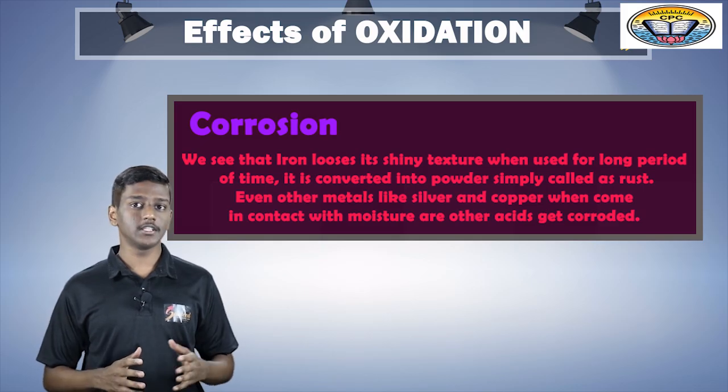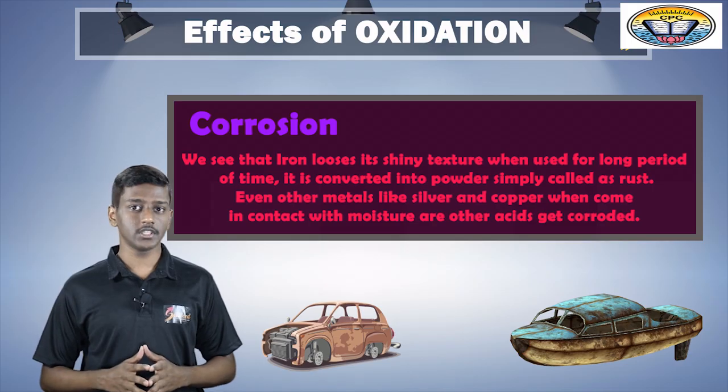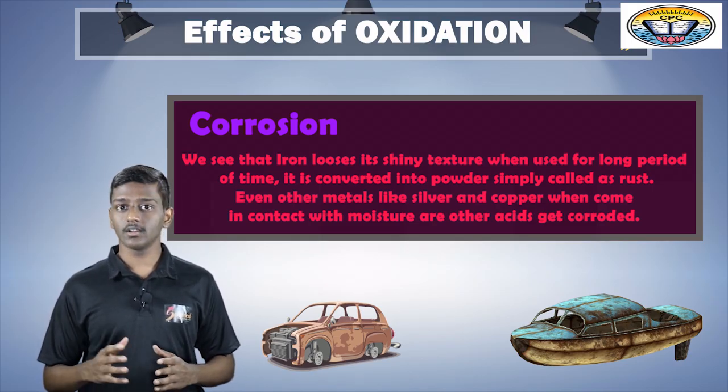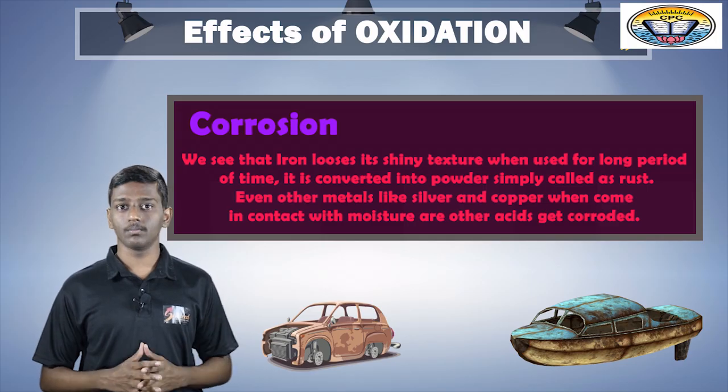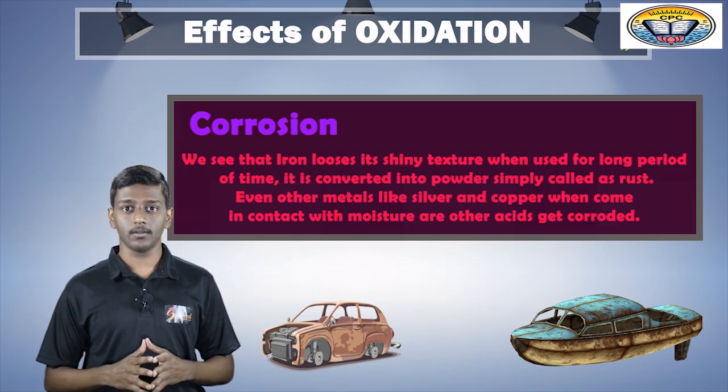Corrosion causes damage to car bodies, ships and all other substances which are made up of metals. Corrosion of iron is really a serious problem. A large amount of money is spent to replace them periodically.